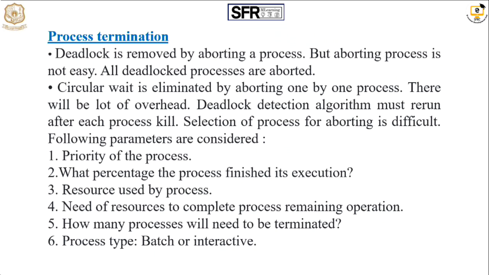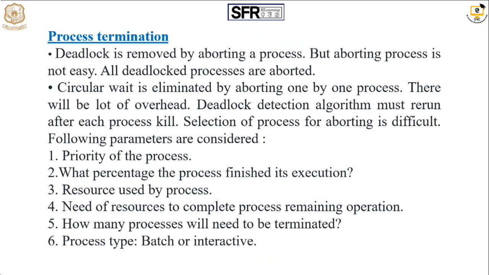The second one, the circular wait is eliminated by aborting processes one by one. There will be a lot of overhead, so the deadlock detection algorithm must be rerun after each process is killed. Here the selection of a process for aborting is difficult, so we use some parameters. The parameters are listed here.